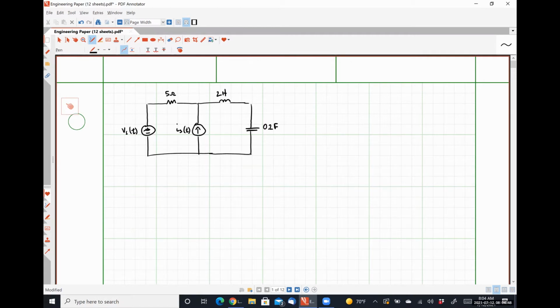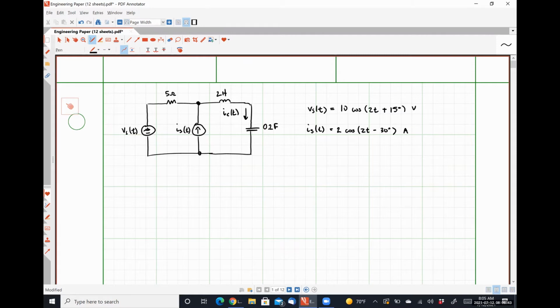And our goal will be to figure out our capacitor current, which I'm going to call IC of t, given that Vs of t is equal to 10 cosine 2t plus 15 degrees volts, and Is of t is equal to 2 cosine 2t minus 30 degrees amperes.